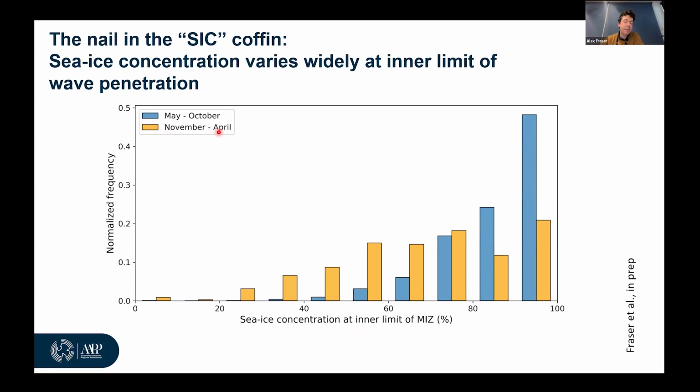It's a little bit of a different story from November to April, where we get quite a large range of concentrations at the inner limit of marginal ice zone. But what we're not seeing in either the advance or the retreat season is a peak at 80%. So I'm calling this the nail in the concentration definition coffin.